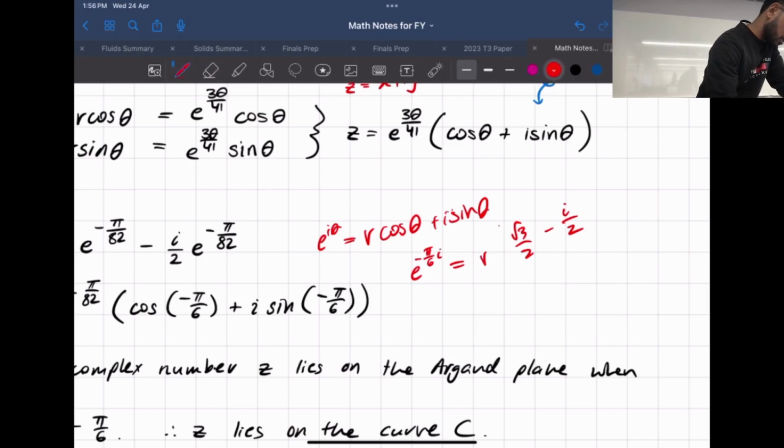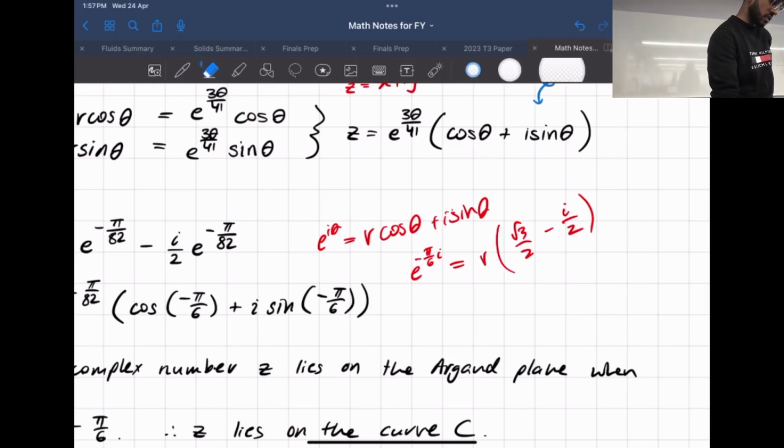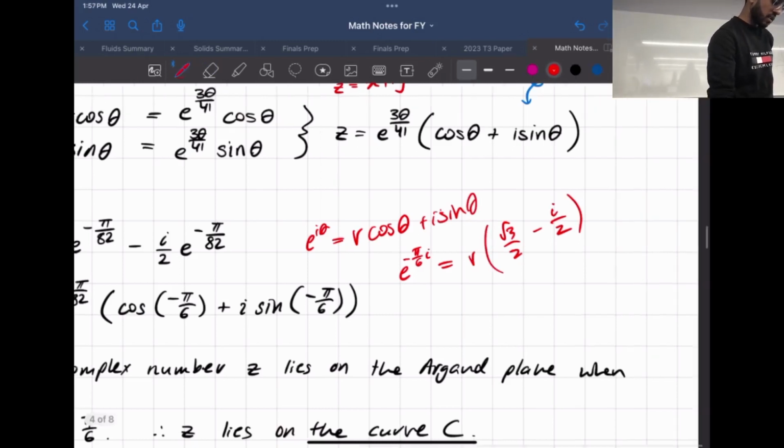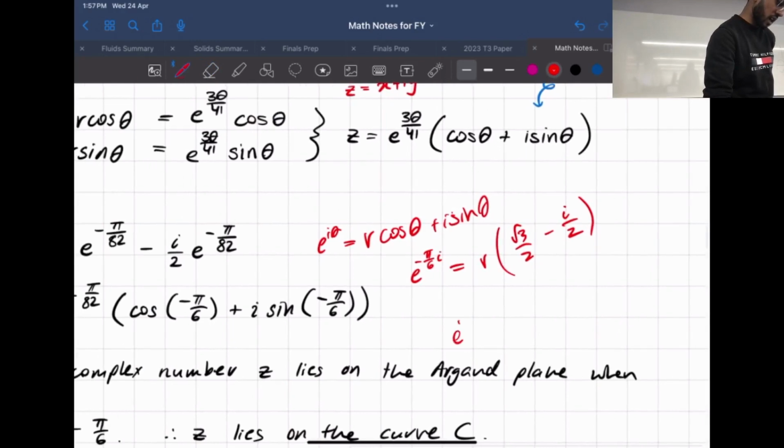I'll do it like this. This is a pretty useful identity. Another one is if you have e to the i pi on 4, you get r times 1 over root 2 plus i over root 2.